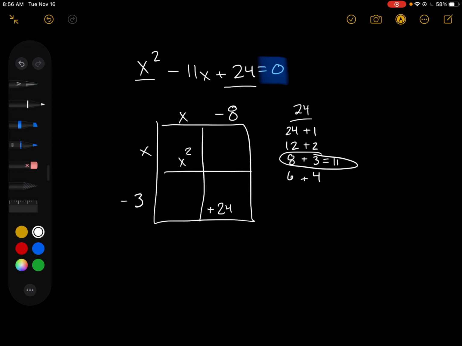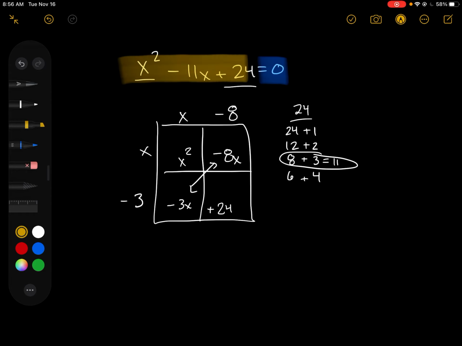Always good to go through and just double check though. So minus 8x minus 3x. Our diagonal does get us negative 11x specifically. And then -3 times -8 is positive 24. Okay, so we have now factored everything in yellow. And our fully factored answer in yellow is (x minus 8)(x minus 3). And it still equals, in blue up top there, 0.